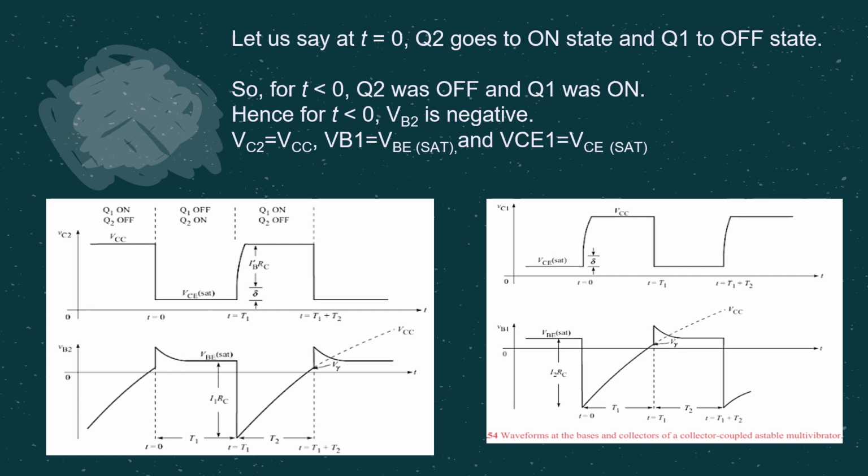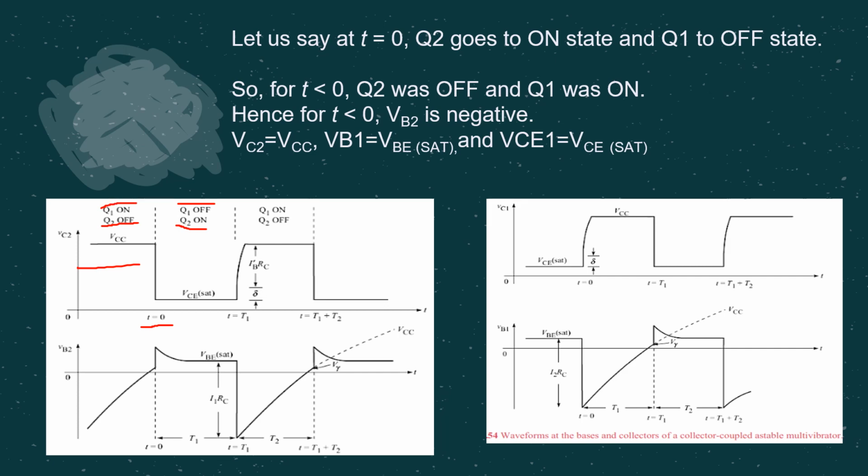Let us say at t equals 0, Q2 goes to on state and Q1 goes to off state. So for t less than 0, for this portion, Q2 was off and Q1 was on.